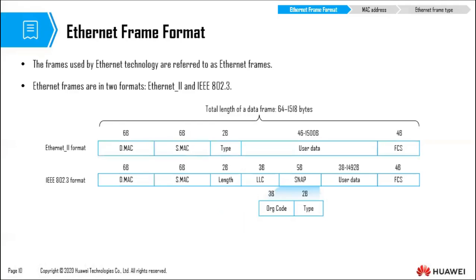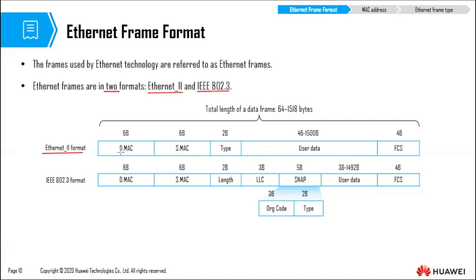Okay, so let's have a look at the frames, the Ethernet frame format. Ethernet frames are of two types. The first type is called the Ethernet 2 frame. Then we have another one that is called the IEEE 802.3 frame. Those are the two types. So let's begin by exploring the Ethernet 2 format.